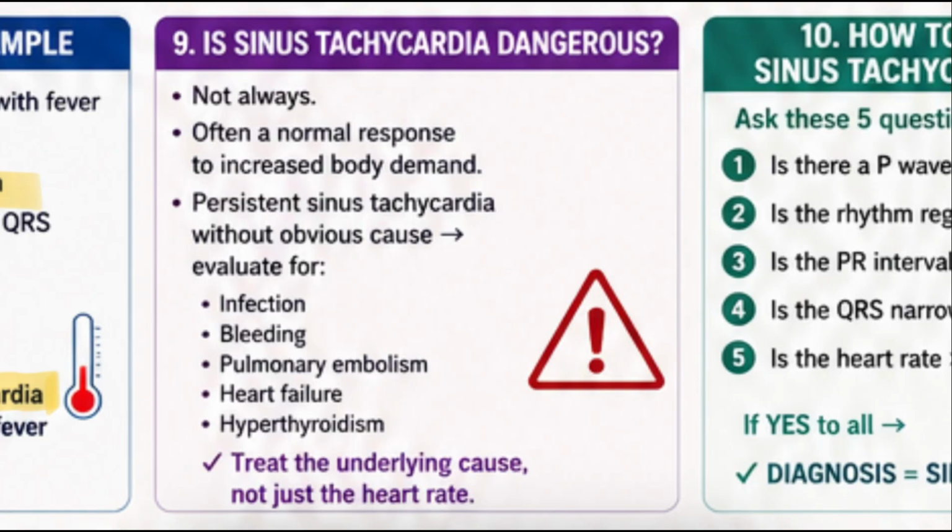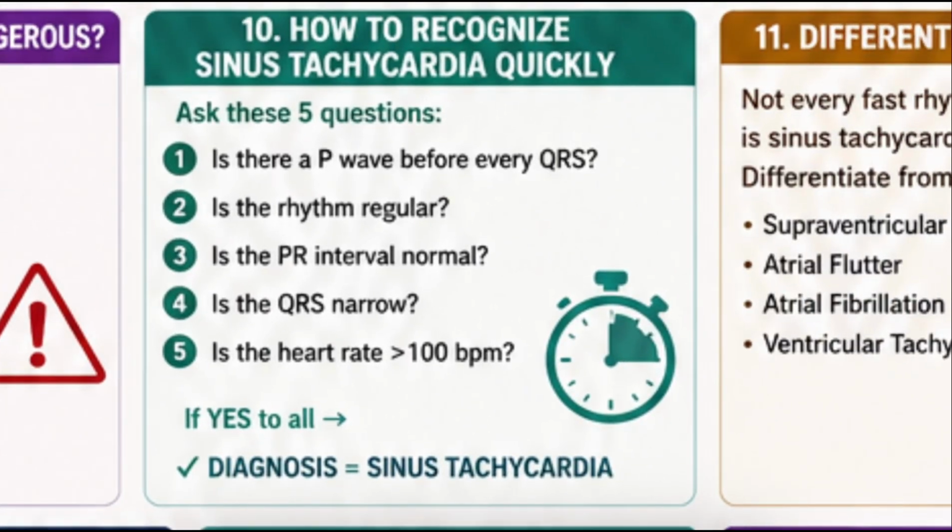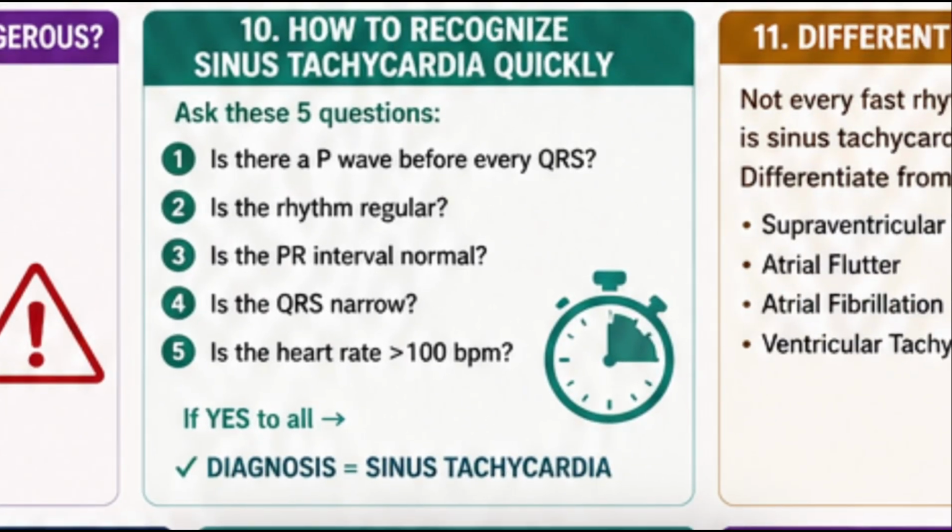It is often a normal response to increased body demand. However, persistent sinus tachycardia without an obvious cause should prompt evaluation for infection, bleeding, pulmonary embolism, heart failure, and hyperthyroidism. If the patient has these types of causes or comorbidities, we have to treat the underlying cause, not just the heart rate.